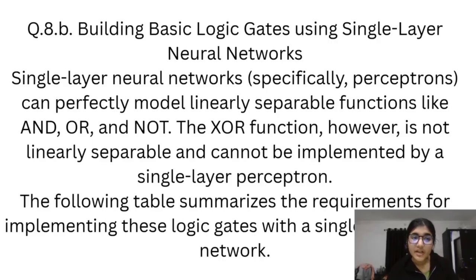Moving on to the B part of question number 8. Building basic logic gates using single layer neural networks. Single layer neural networks, especially perceptrons, perfectly model linearly separable functions like AND, OR, NOT. The XOR function, however, is not linearly separable and cannot be implemented by a single layer perceptron. The following table summarizes the requirements for implementing these logic gates with a single layer neural network.